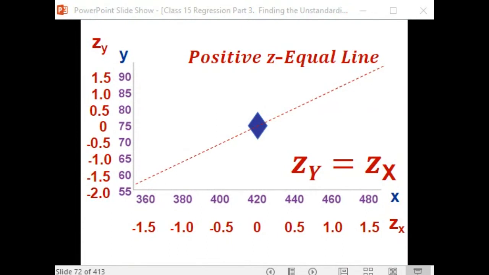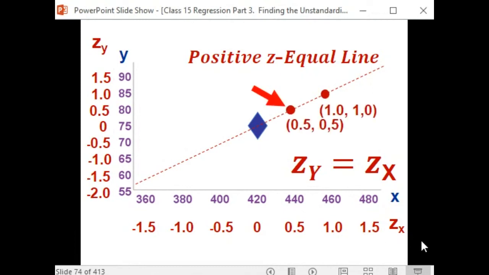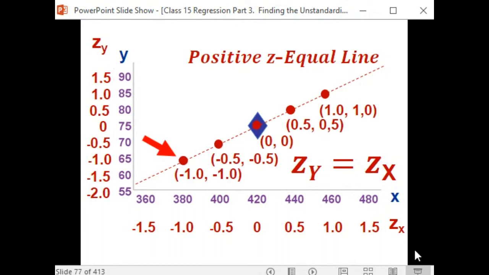For every point on the line, its first standardized coordinate is equal to its second standardized coordinate. So the point 1, 1 is a point on the line. Point 0.5, 0.5 is another point on the line. 0, 0 is another point. Negative 0.5, negative 0.5, and so on. It just goes on this way with all the points. The first coordinate and the second coordinate are always equal to each other.